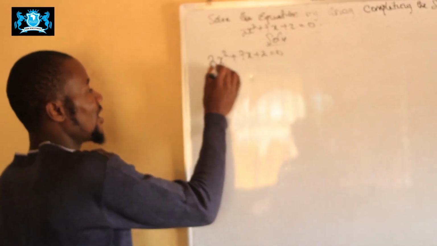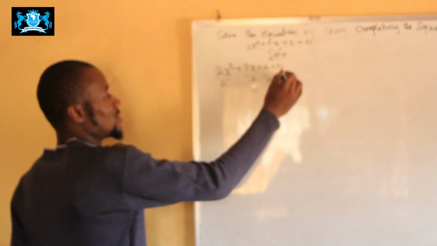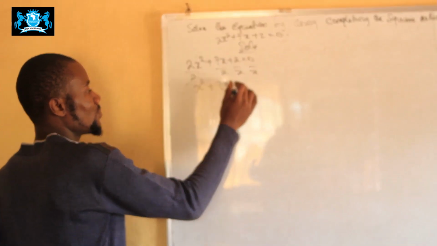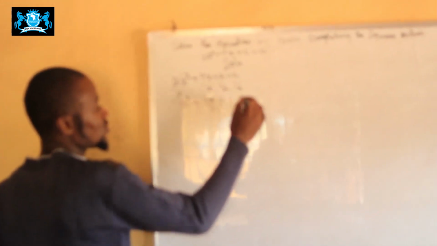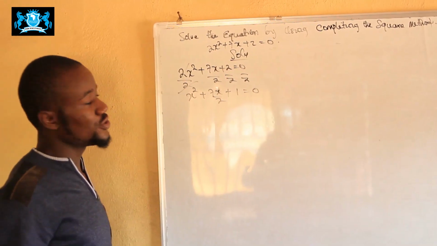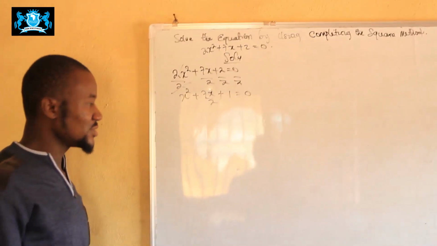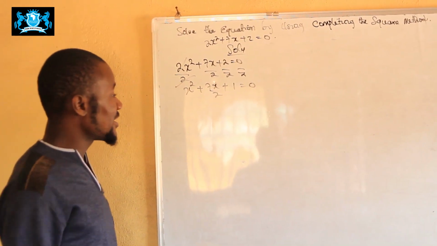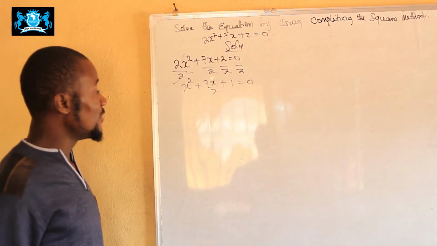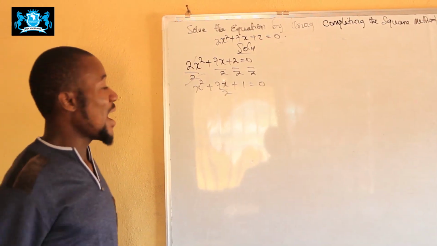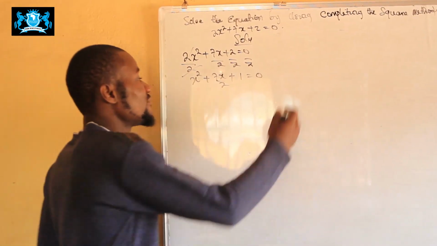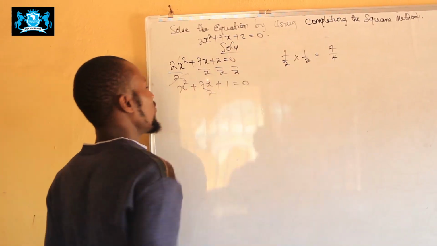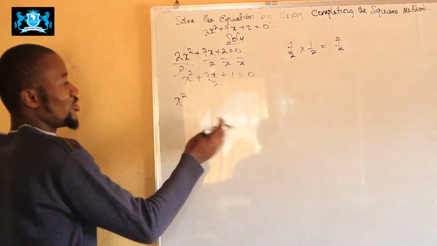So we divide both sides by 2, because that's the coefficient of x squared there: x squared plus 7x over 2 plus 2 divided by 2, which is 1, is equal to 0, because any number divided into 0 is still 0. Now the next step is to find the coefficient of x. The coefficient of x there is 7 over 2, and you multiply it by half. When you multiply 7 over 2 by half, you have 7 over 4.